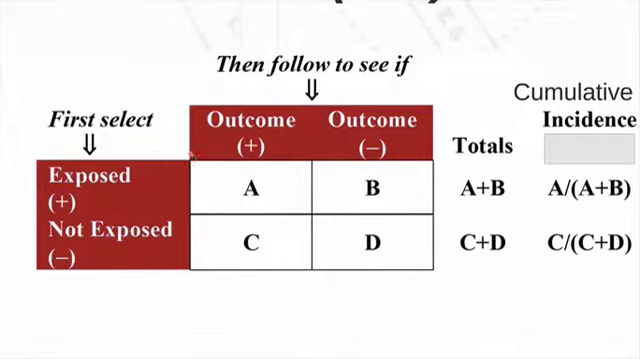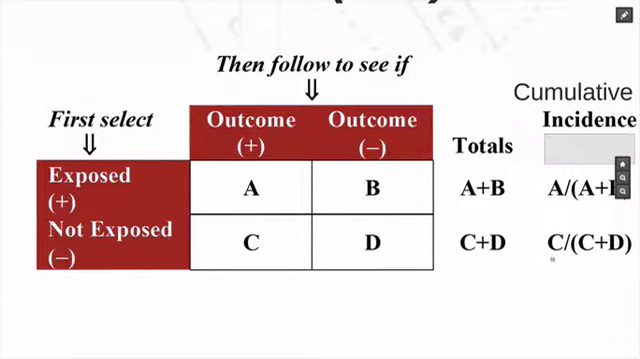So again, if we look at our cohort studies, the way we fill in these tables is that first we select our exposed group and our unexposed group, and then we follow them over time, and we can start to fill in these cells. So of our exposed group, how many developed our outcome? Of our unexposed group, how many developed our outcome? And then as you can see here, we can calculate from these cells cumulative incidence.